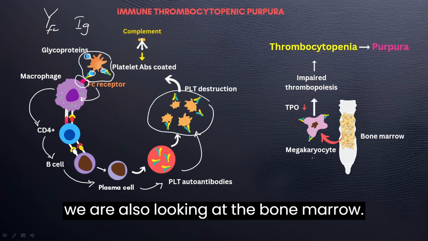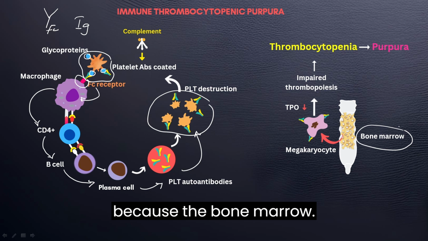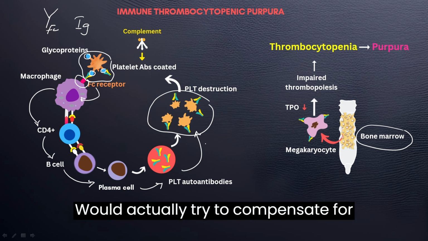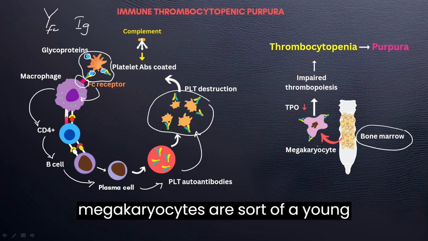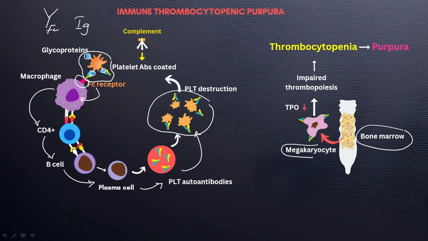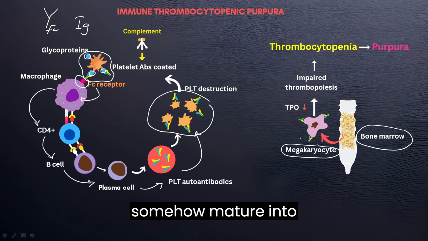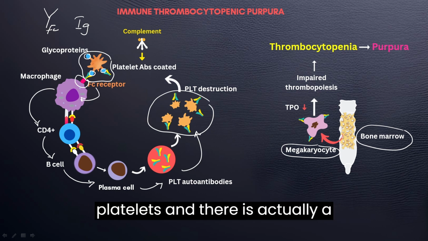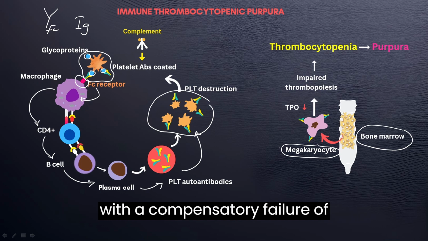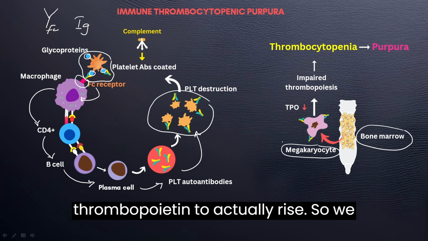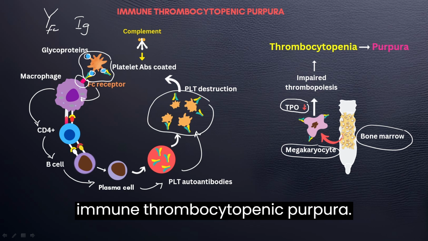Now, in parallel, we are also looking at the bone marrow right there. And this is important because the bone marrow would actually try to compensate for platelet destruction by ramping up production with megakaryocytes. So megakaryocytes are sort of young thrombocytes. These megakaryocytes should somehow mature into platelets. And there is actually a problem, an impaired thrombopoiesis with a compensatory failure of thrombopoietin to actually rise. So we see that thrombopoietin is declined in immune thrombocytopenic purpura.